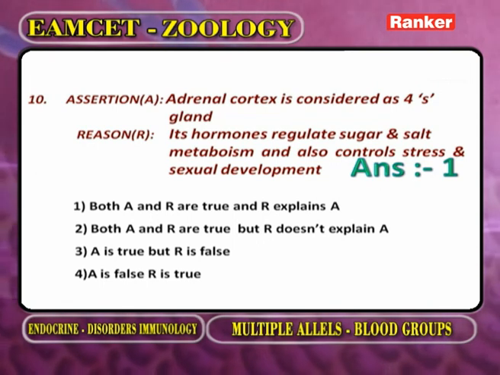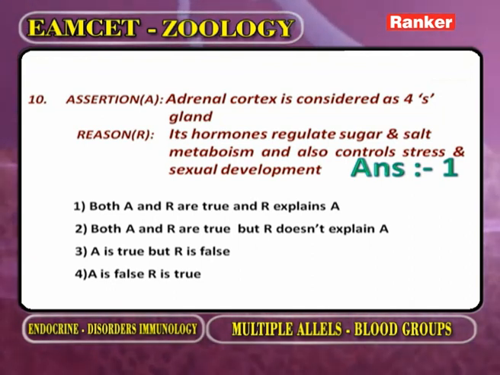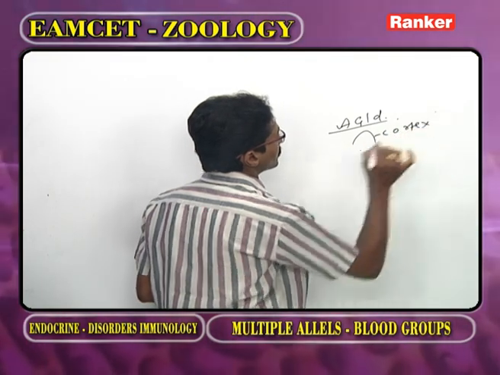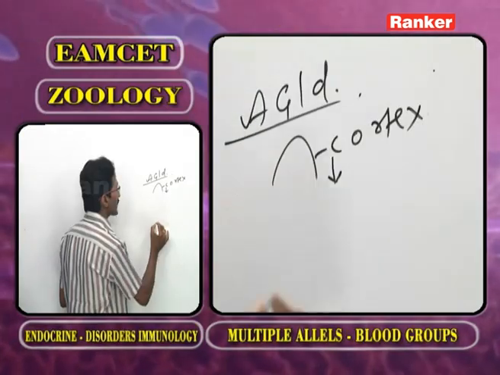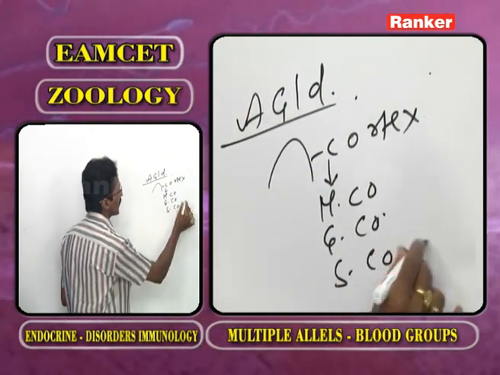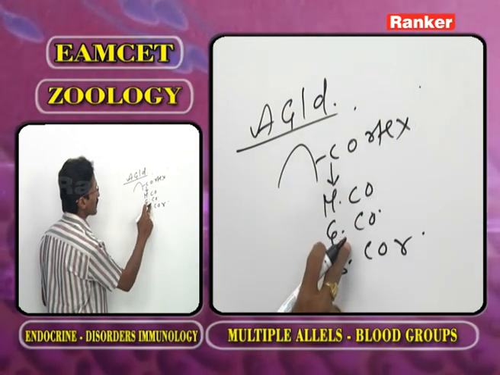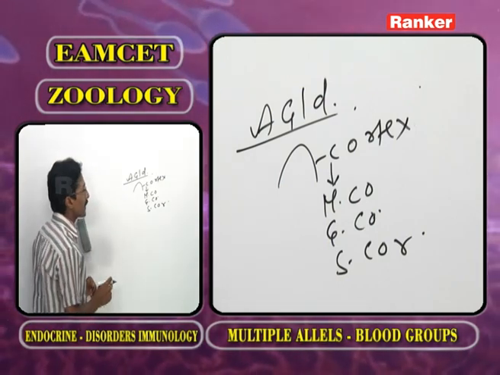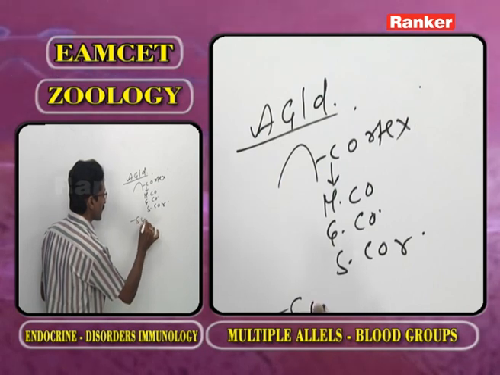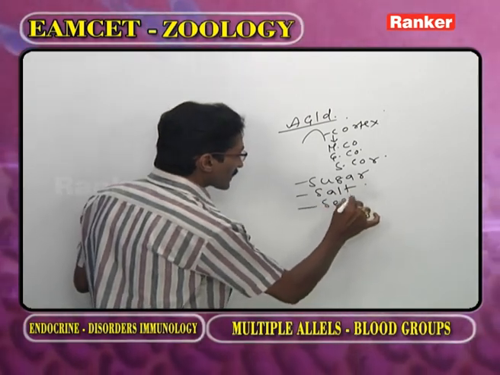Adrenal cortex is considered as the 4S gland. Now as we observe the adrenal gland, in the adrenal gland, one part we call the cortex. The cortex secretes mineralocorticoids and glucocorticoids and sex corticoids. Now again repeating, one part of the adrenal gland is called cortex. The cortex secretes mineralocorticoids, glucocorticoids and sex corticoids. And now as we observe the hormones secreted by the cortex of the adrenal gland, they maintain the sugar levels, they maintain the salt levels, and they maintain the sex hormones.